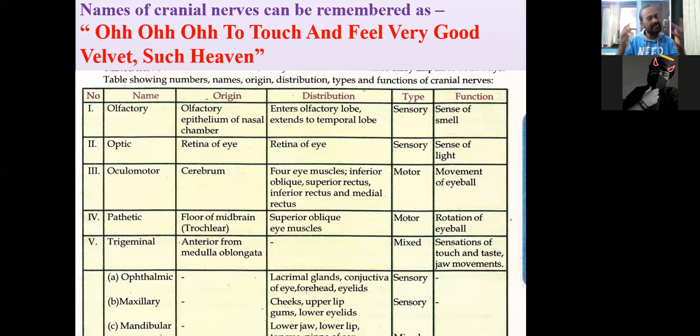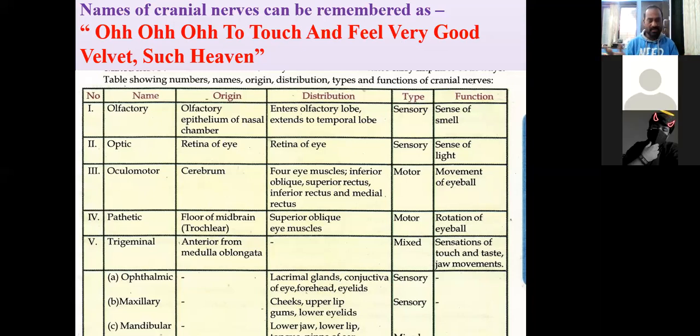Obviously they are controlled by the brain, means it is, we can say, outgoing information from the brain, and that is the motor. And what they are doing, I have told you, it is movement of the eye. Okay, so once again, oculomotor, cerebrum, 4 eye muscles. त्याच्यामध्ये कोण कोण येतं? Inferior, superior, inferior rectus, and medial rectus. They are all motor in nature and cause movement of the eyeball.